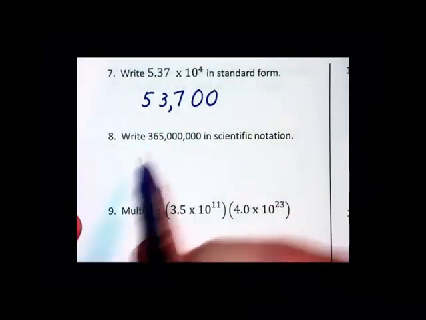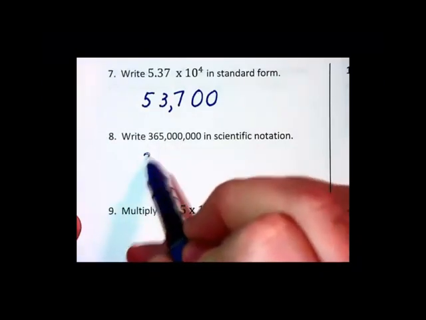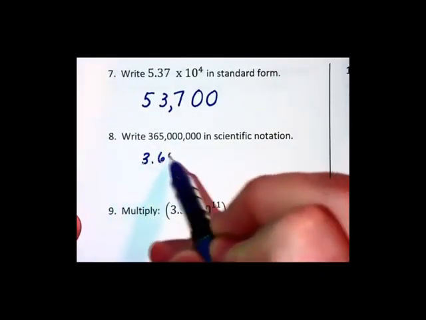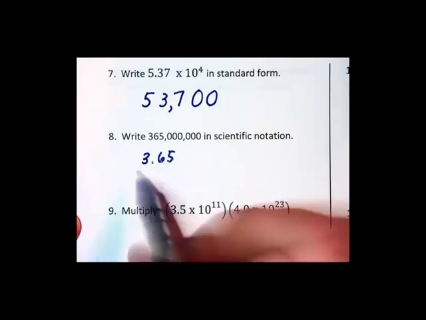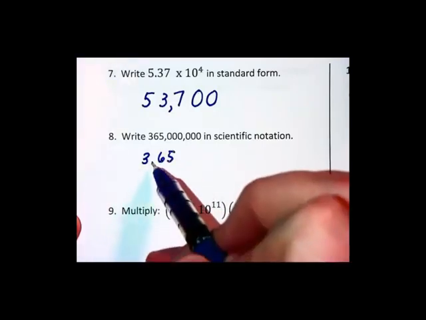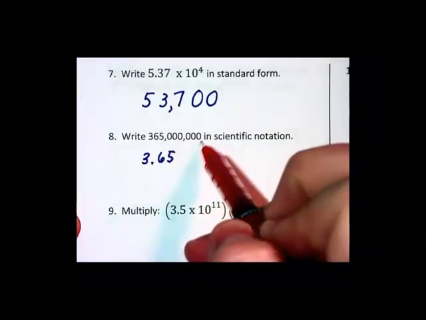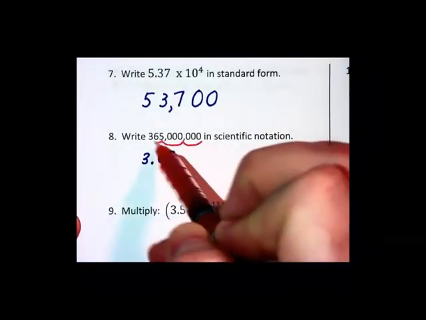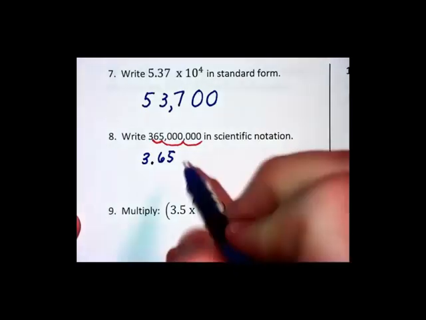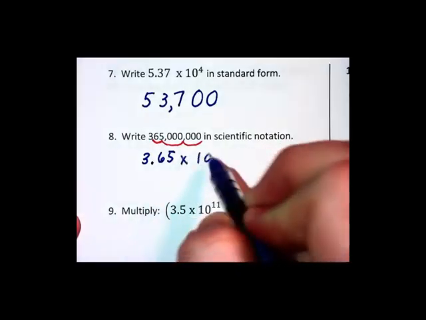Going into scientific notation, I want one non-zero digit to the left of the decimal, giving me 3.65. And then how many places have we moved that decimal? 3, 6, 7, 8. So this will be times 10 to the 8th power.